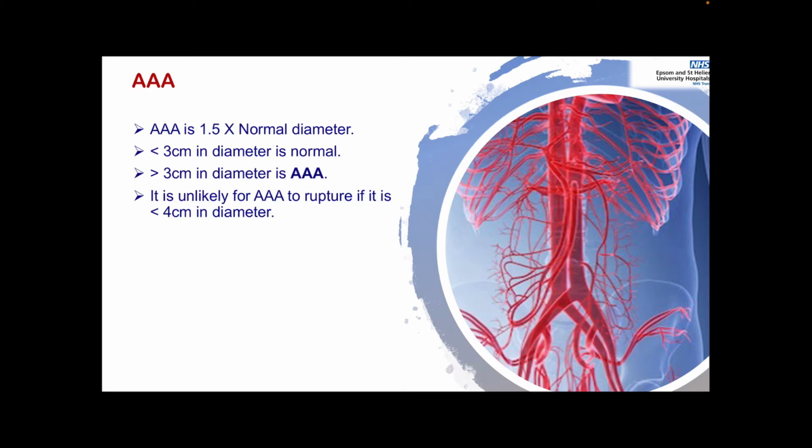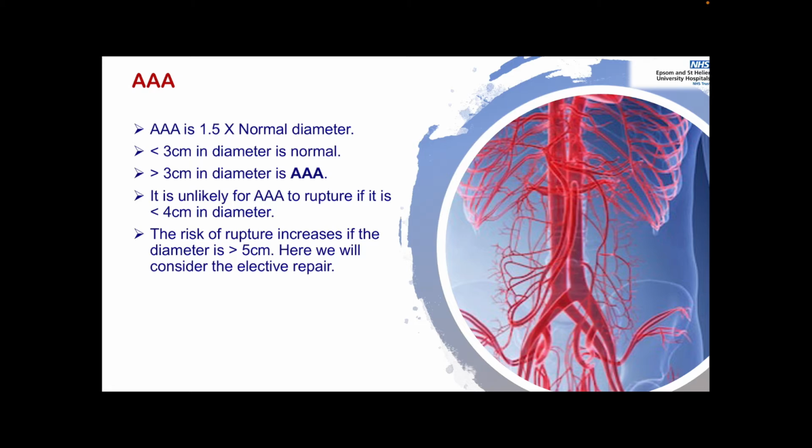So patients will probably come to you with abdominal pain. We do an ultrasound scan to check if there is AAA. We find that there is AAA, say 3.2 or 3.5. It doesn't mean that this patient has a rupture. We have to search for other causes of the abdominal pain. It could be this one, but we need to search more for other causes.